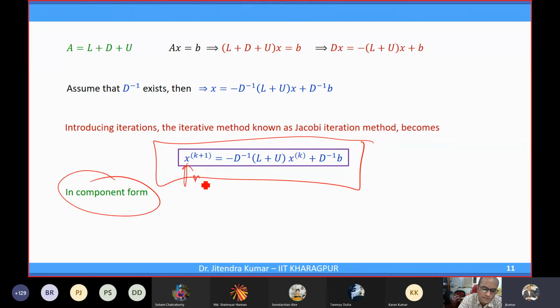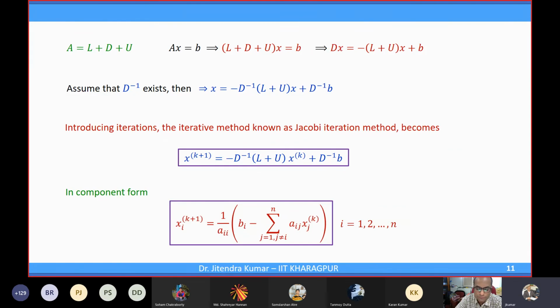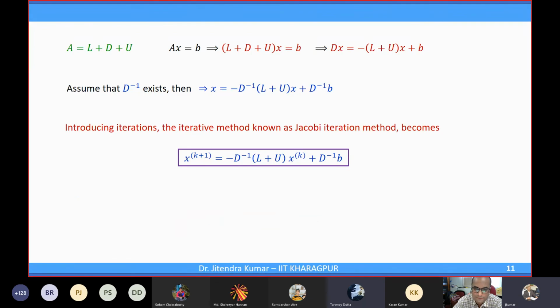Component means you have x1, x2, x3, and here also x1, x2, x3. There are n components. If D is a diagonal matrix and at least one diagonal element is 0, then this method is not applicable, because D inverse doesn't exist. If any of the diagonal entries are 0, then D inverse will not exist.